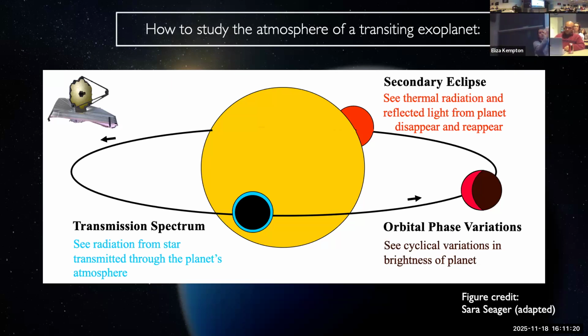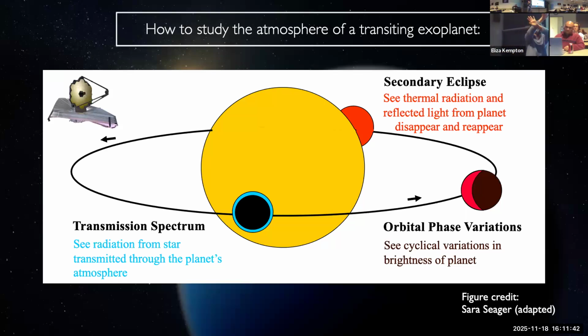When it passes in front of its host star, some of the light from the star is going to get absorbed directly through the atmosphere of the planet. You get an absorption fingerprint of the atmospheric composition of the exoplanet. The other technique I'm going to talk about today is the phase curve, the orbital phase variations.